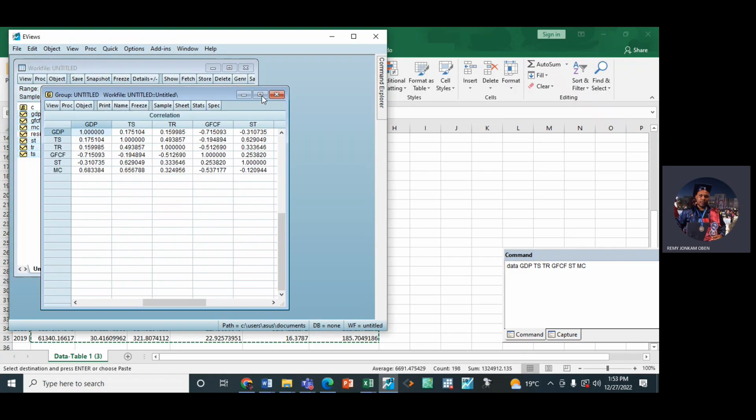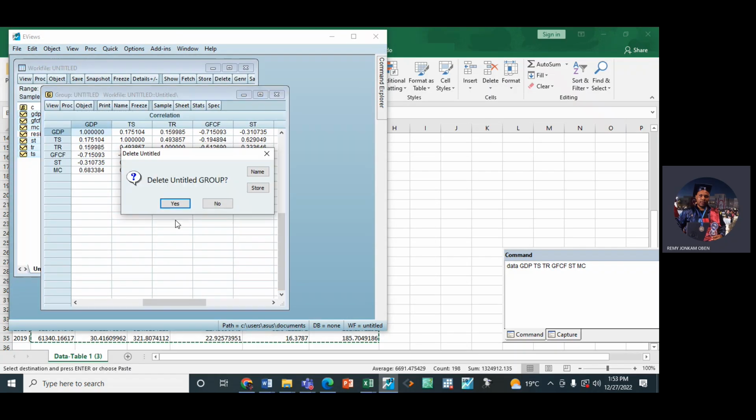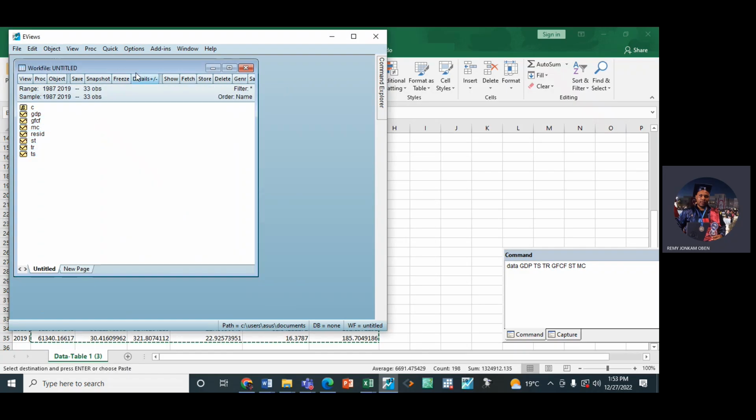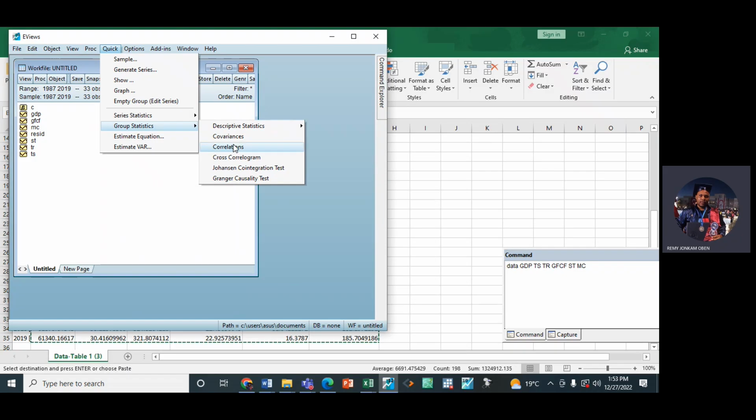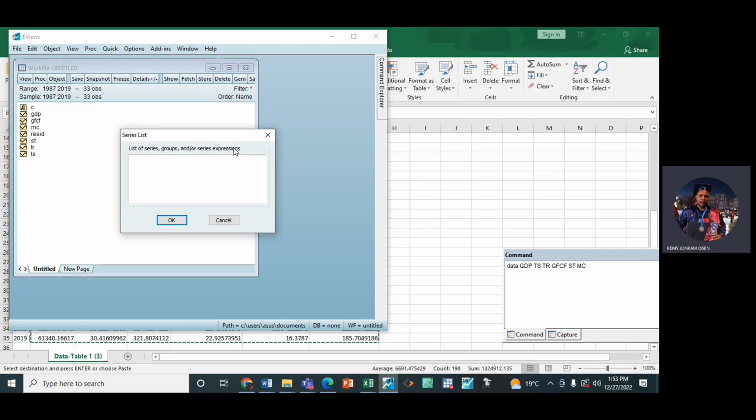Almost closed. So what you can do is come to Quick, come to Group Statistics, Correlations. Have you seen? And then just write the variables here. Sorry? Yes, there are many ways you can do it.